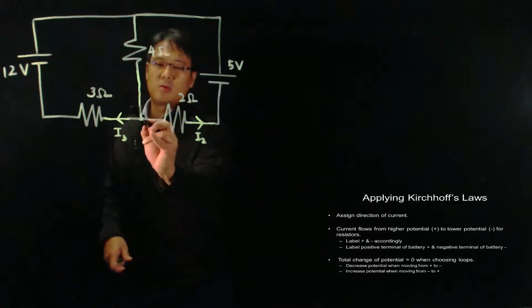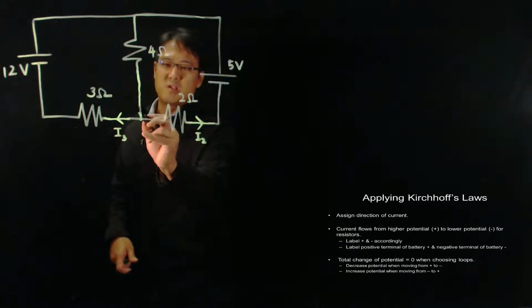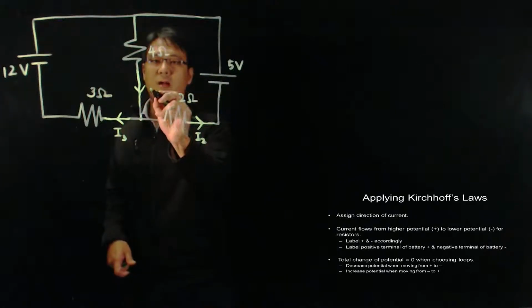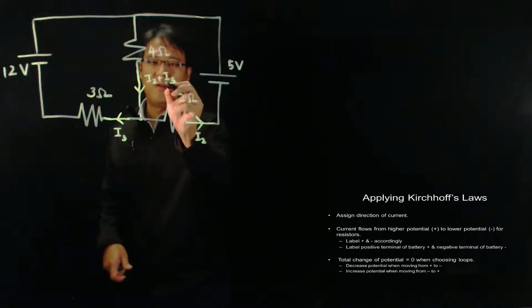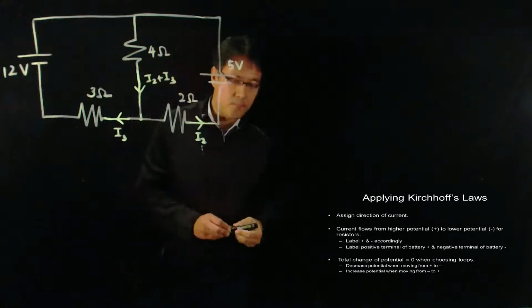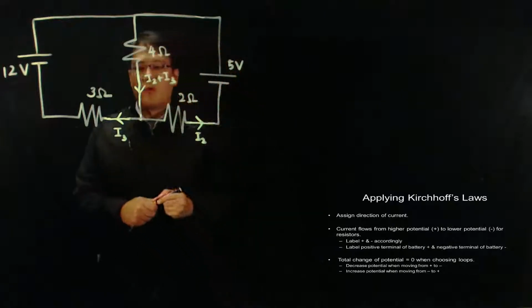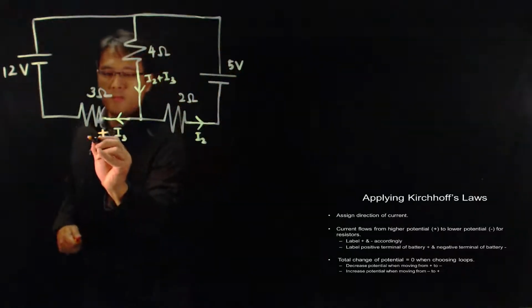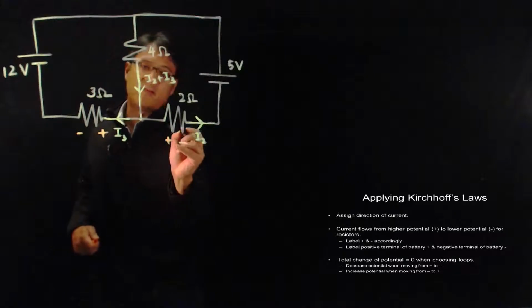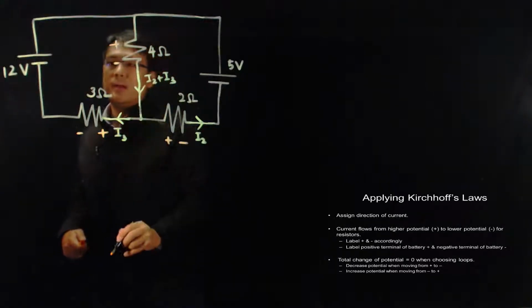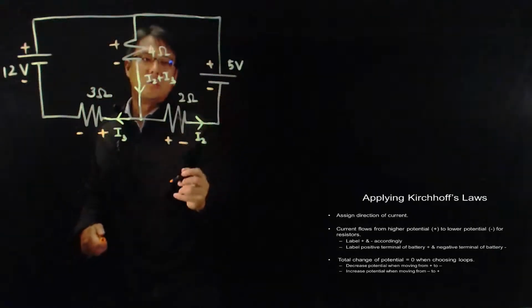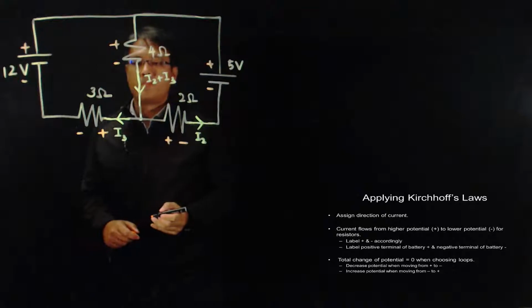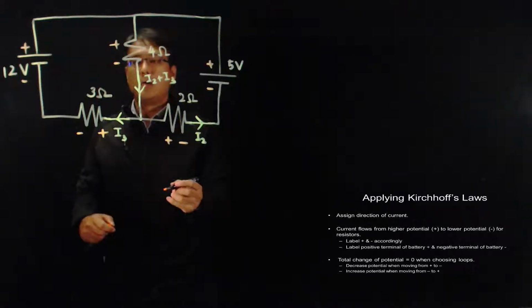We recognize that the total current flowing into this junction must be equal to the total current flowing out of this junction. So let's choose the current flowing through the 4 ohm resistor as I2 plus I3. The next step is to recognize that current flows from higher potential to lower potential through the resistors. So we assign our plus and minus signs accordingly. And we also recognize that for our batteries, positive terminal is at a higher potential compared to our negative terminal. Now we're ready to consider our loops.